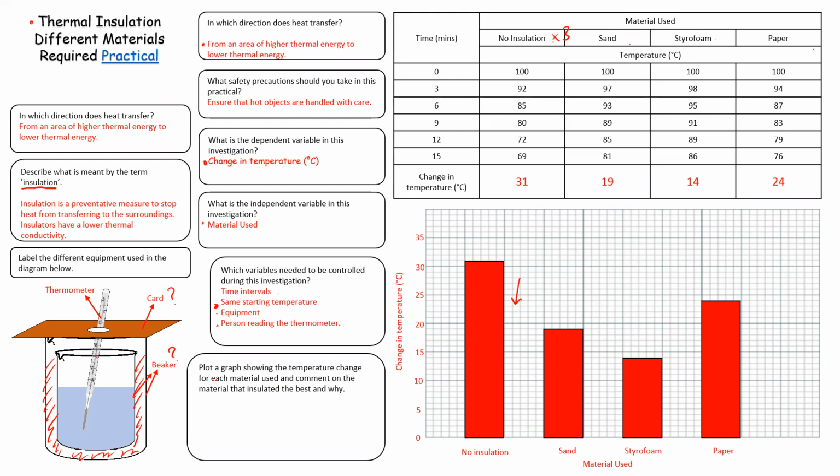So plot the graph. Here we've got temperature change. The idea is that the more it's reduced in temperature, the worse it is. So we can say here no insulation is the worst, but the styrofoam is the best insulator because it only reduced by 14 degrees centigrade. So that would be your evaluation.